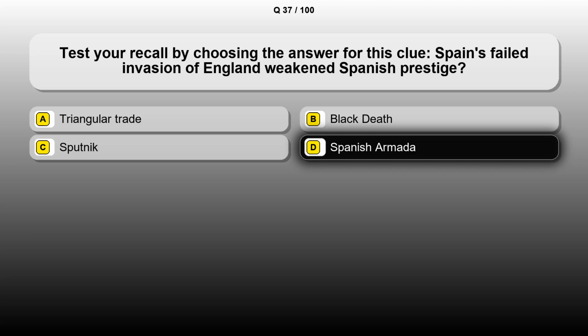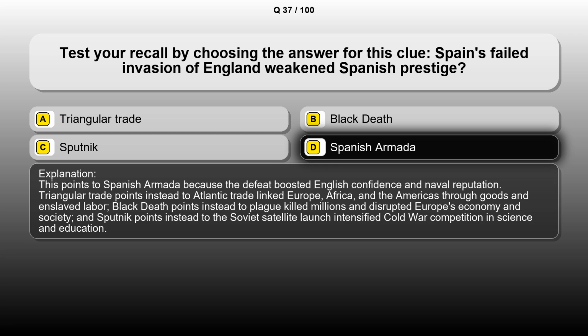The correct answer is option D, Spanish Armada. This points to Spanish Armada because the defeat boosted English confidence and naval reputation. Triangular trade points instead to Atlantic trade linked Europe, Africa, and the Americas through goods and enslaved labor. Black Death points instead to plague killed millions and disrupted Europe's economy and society. And Sputnik points instead to the Soviet satellite launch intensified Cold War competition in science and education.